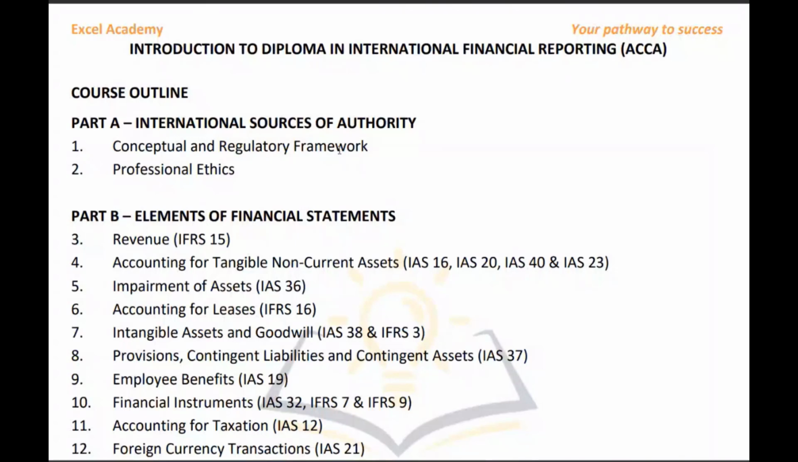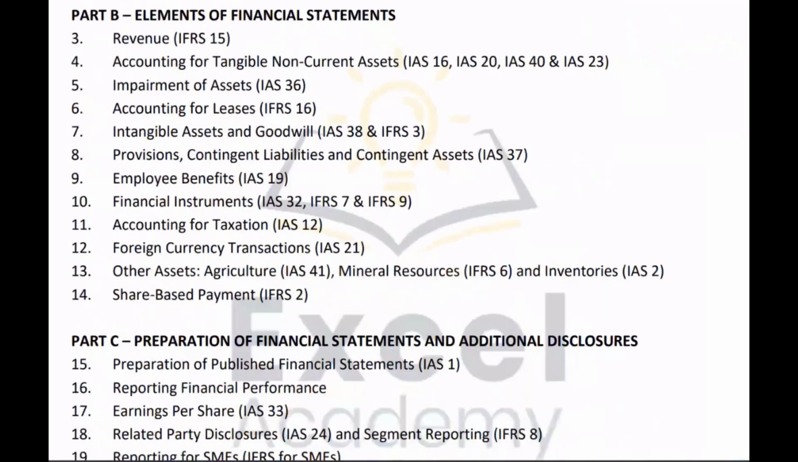Then we'll dive deep into the second part of the syllabus, which talks about the elements of the financial statements. This is a major part of this course. When I say major, I mean a major part of this course. If we were to weight it, we can weight it at around 50% of this course. The very first topic we'll be looking at under this section is revenue, and the standard that guides revenue is IFRS 15, which talks about revenue from contracts with customers.